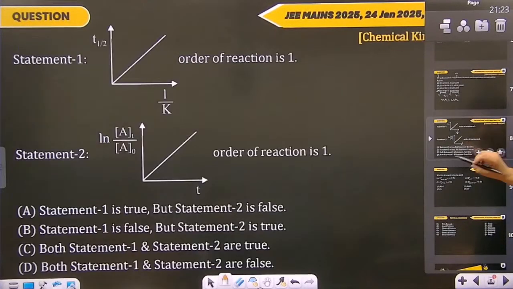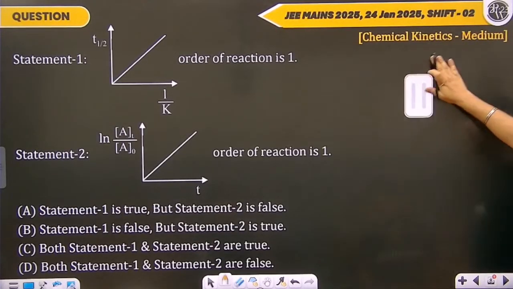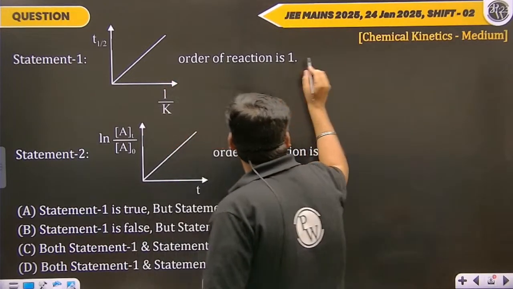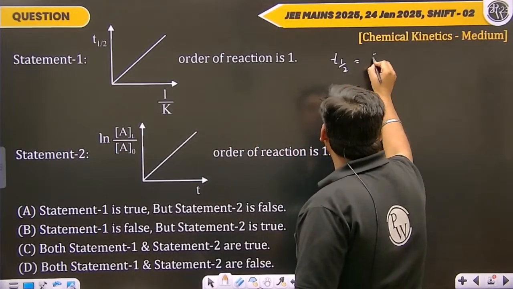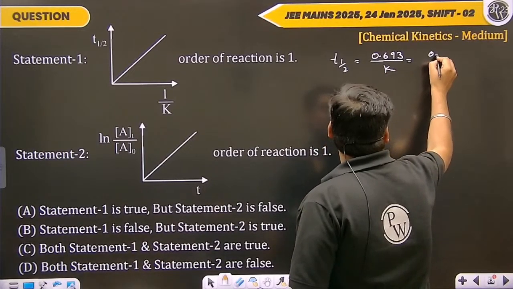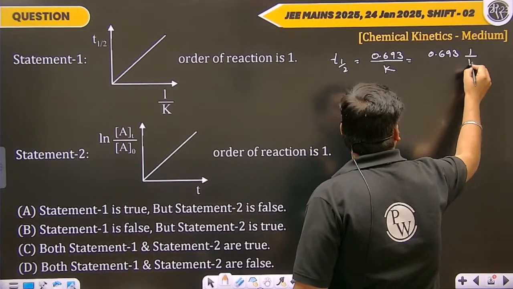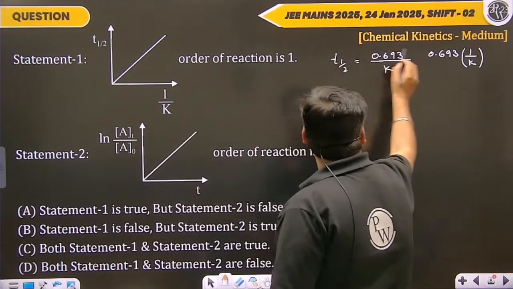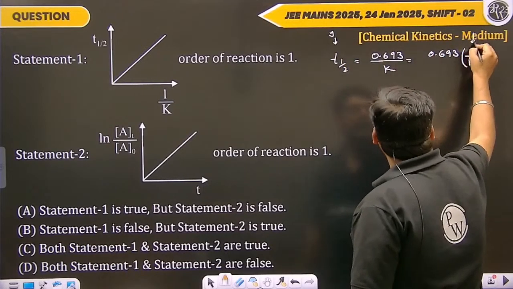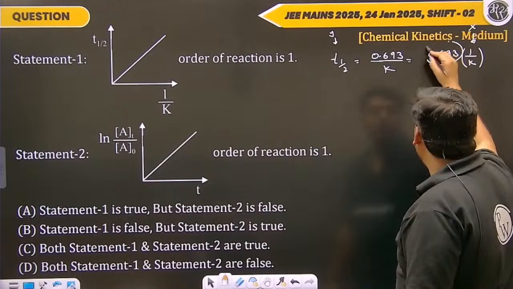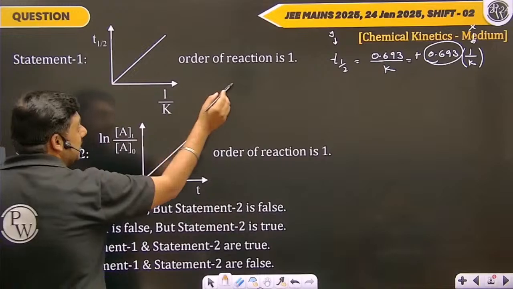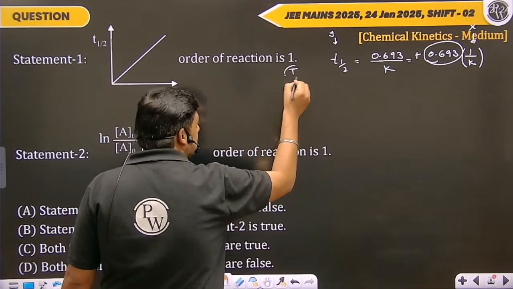The next one is from the kinetics chapter. It is again a medium range question. So the t half and 1 by K relation is given, a graph is given. We know very well that t half is equal to 0.693 by K. So t half versus 1 by K. If I take t half on the y axis and this one on the x axis, it will be a straight line graph with a positive slope, right? So a straight line curve with a positive slope with 0 intercept. So statement 1 is definitely going to be a correct statement. This is a true statement.